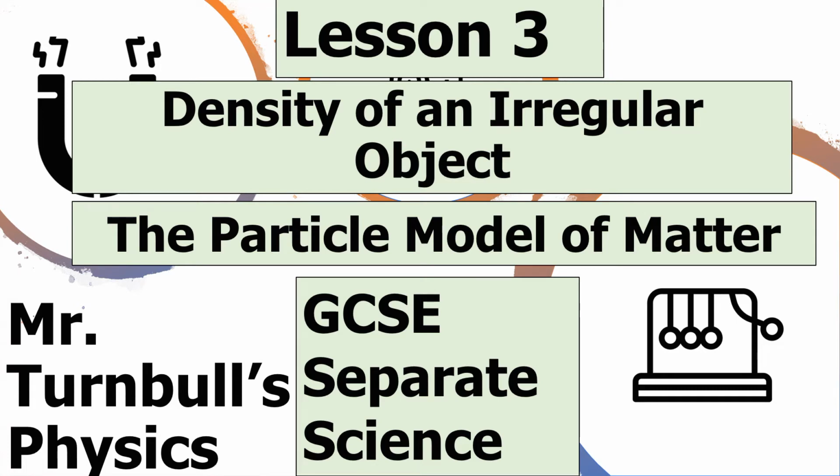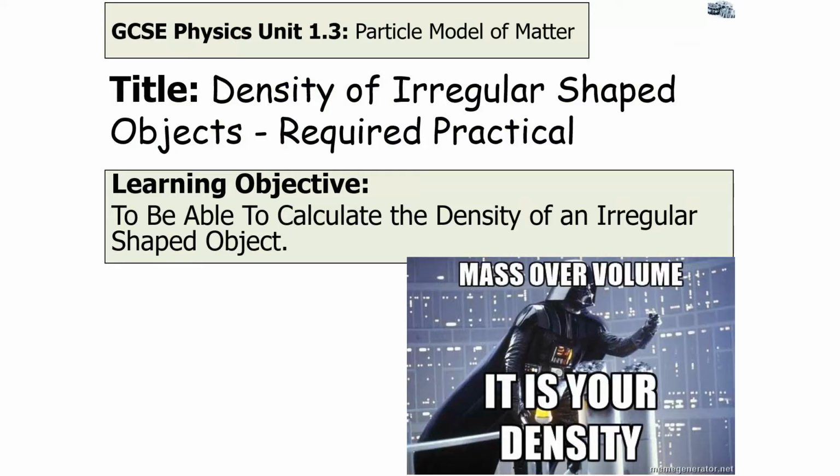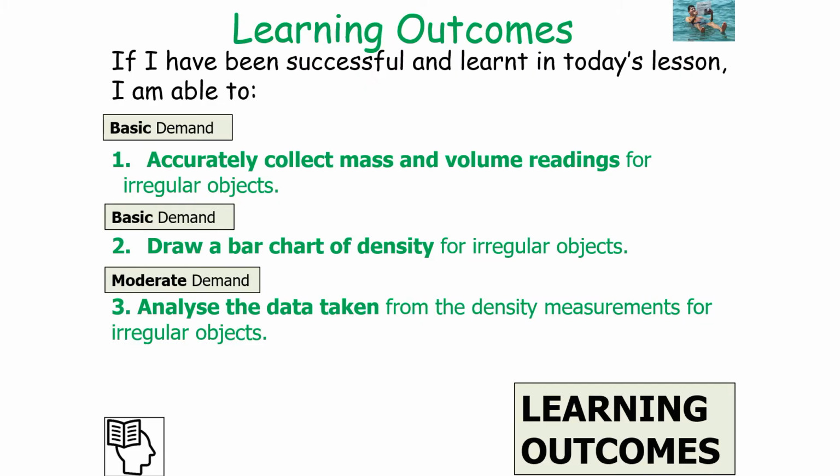Hello and welcome to today's lesson where we're going to look at the density of an irregular object, which falls into the particle model of matter topic in GCSE Separate Science Physics. So in today's lesson we're going to look at how to calculate the density of an irregular shaped object, which is a required practical for GCSE Separate Science Physics.